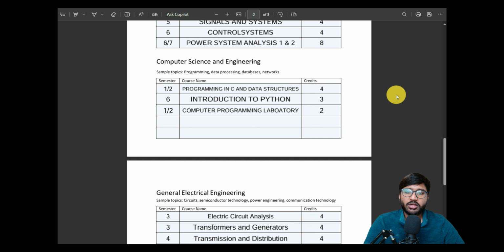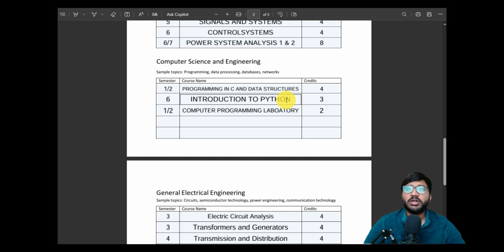After that, you also need to give the information about computer science and engineering. So in computer science and engineering, we did programming in C and data structures, which is the mandatory subject that we go through in the physics or chemistry cycle, which is 4 credits. Then introduction to Python, that I did in 6th semester as an open elective. So if you have not done it, then don't put it. If you have done any electives or extra programming subjects, then please put in here the programming, data processing, databases, networks that you have done.